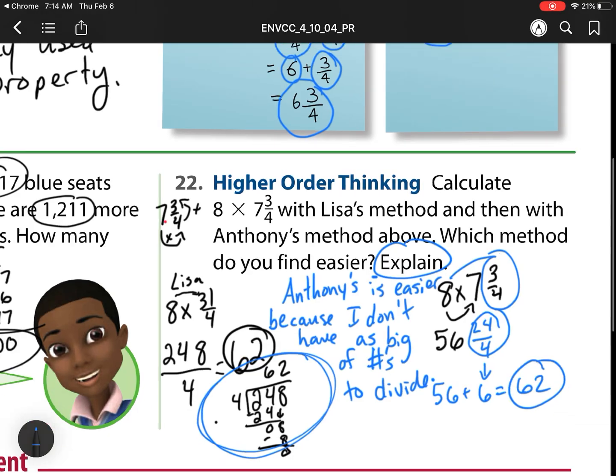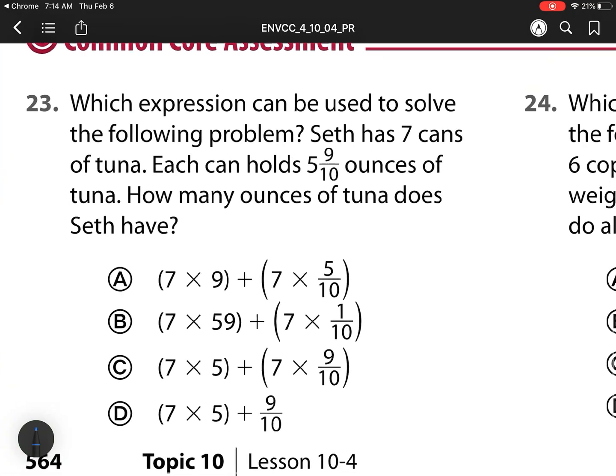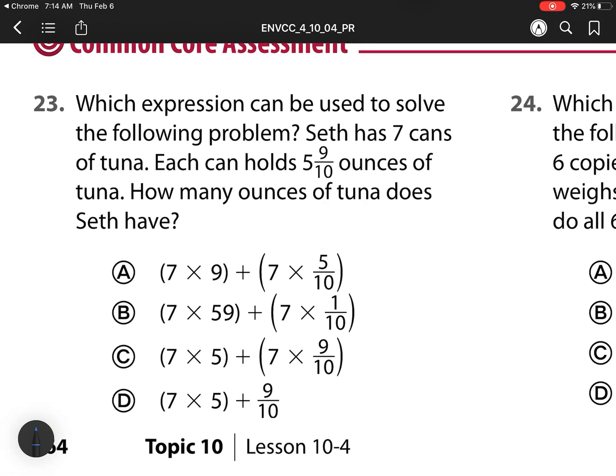Heading to our next one now. Which expression can be used to solve the following problem? Seth has 7 cans of tuna. Each can of tuna holds 5 9/10 of an ounce of tuna. How many ounces of tuna does Seth have? So I'm thinking of the number of groups times the size. So I have 7 cans times the size, which is 5 9/10.